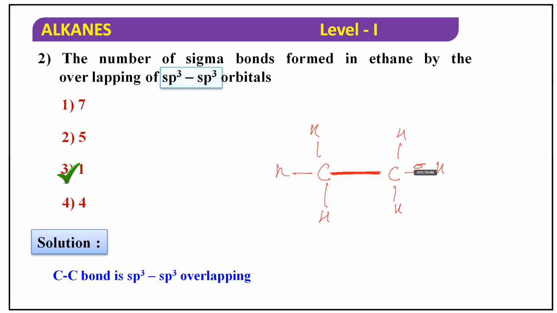Remember, if someone is asking about sigma bonds, we can count all sigma bonds. This is a sigma bond, but this is sp3 and s. This is also a sigma bond, also sp3 and s. This is also sp3 and s. This is also sp3 and s. But they are not asking about all sigma bonds. They are interested only in sp3 orbital overlap, which is this one between carbon. So the answer is 1.